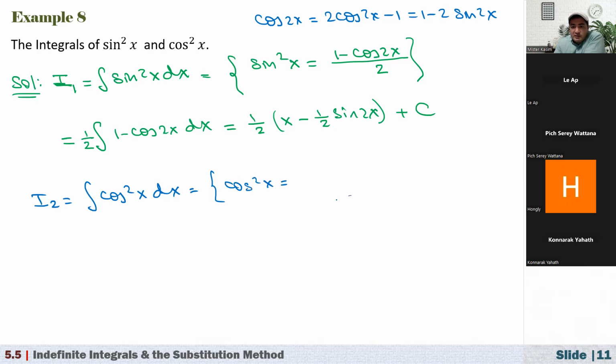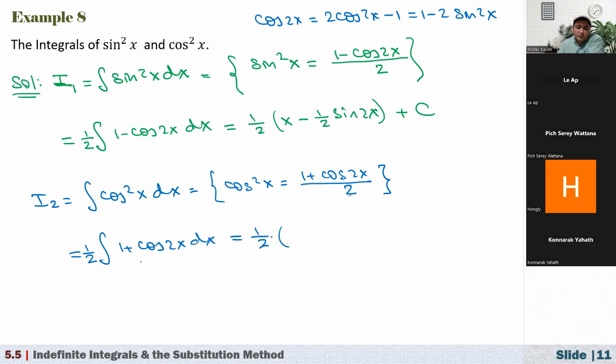cosine square root of x is equal to, what is it? 1 plus cosine of 2x divided by 2. Okay, now if you substitute here, that's why we call it the substitution method. Integral, again, 1 over 2 is here, right? Here we have 1 plus cosine of 2x dx.